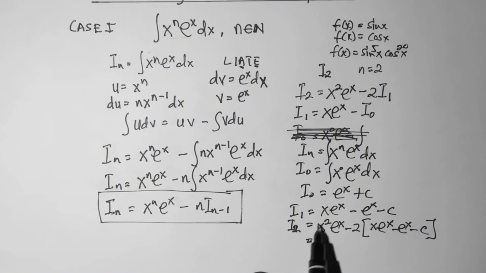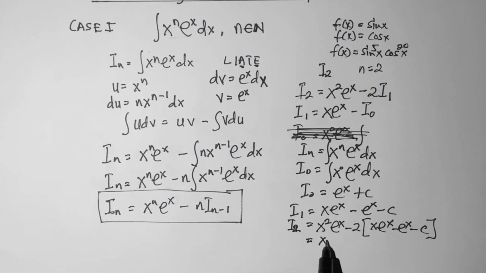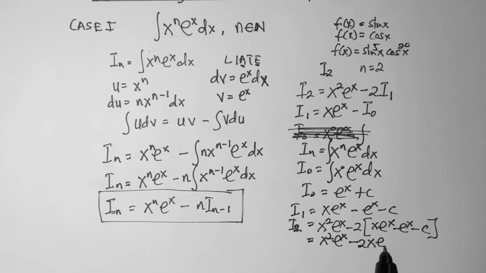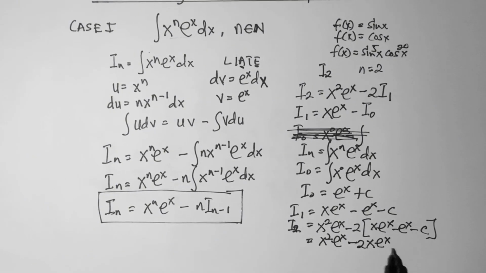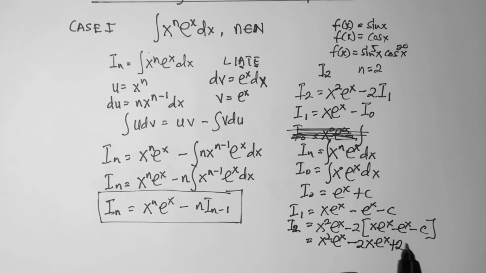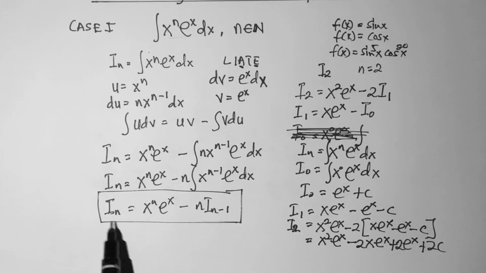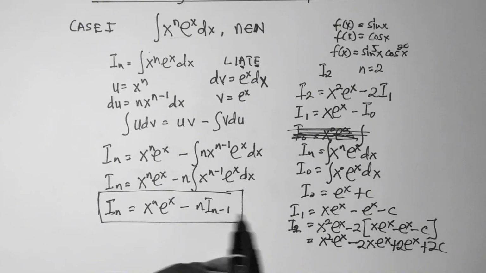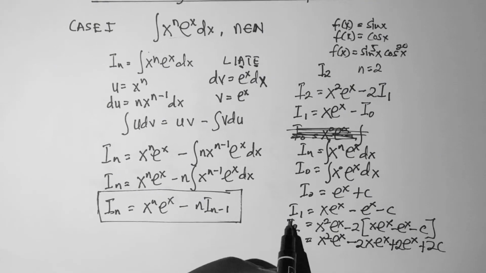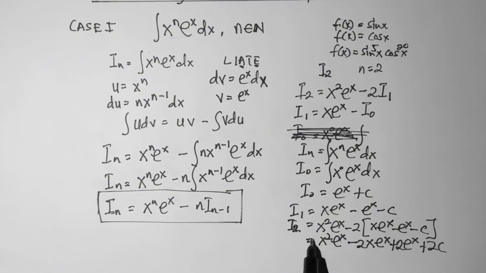So this is equal to x squared e^x, then minus 2x e^x, and then plus 2e^x, then plus 2c. So this is I of 2. By just using this reduction formula, we've been able to evaluate the situation where we have I of 2.